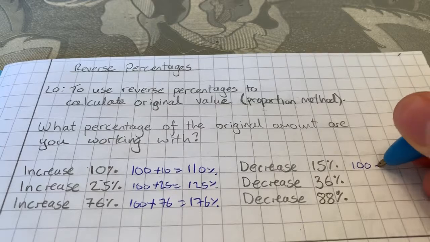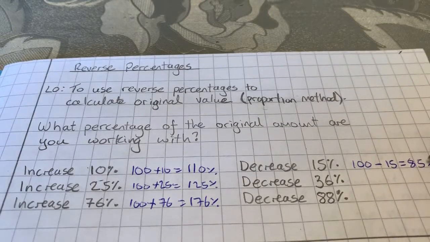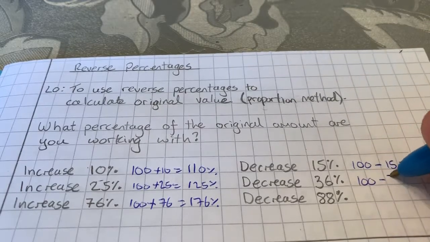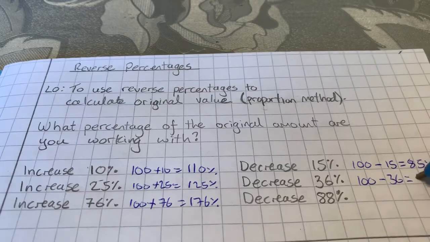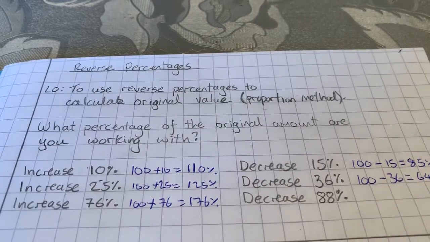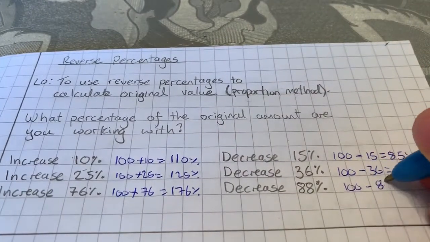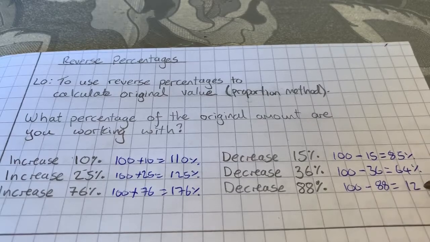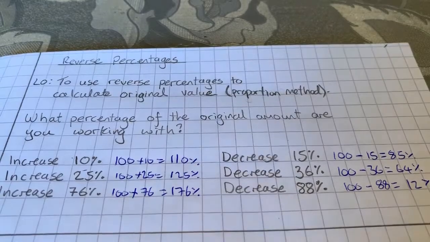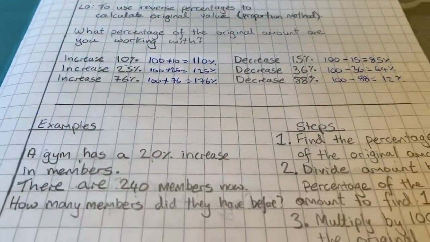Same with working with a decrease. Similar, it'll be 100 minus 15, so you're working with 85% of the original amount. If it's 36, 100 minus 36 is 64% of the original amount. And if it's a decrease of 88%, it'll be 100 minus 88, which is 12% of the original amount. Now that is key for calculating reverse percentages. So let's move down to some examples and steps.